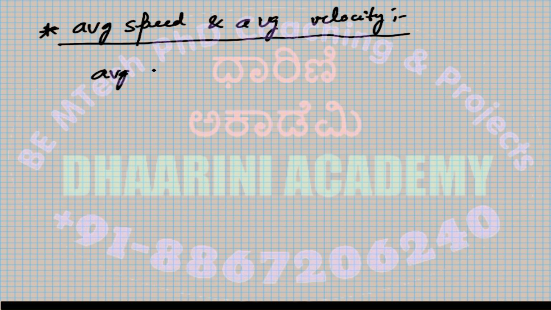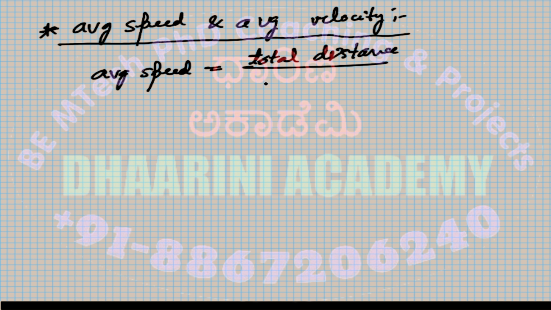I'll simply write average speed is equal to, what is the general equation, the total distance divided by the total time. What is the distance it covered along path B divided by the time taken? That is the speed of the motion.